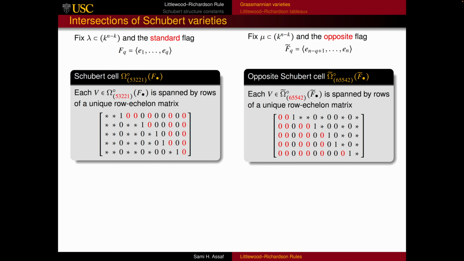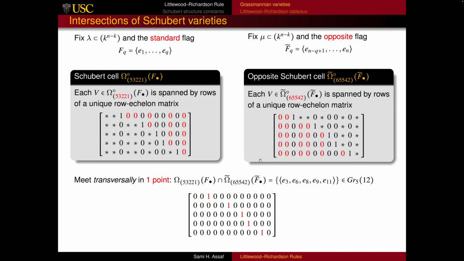So it turns out that if I take a Schubert cell and what we call an opposite Schubert cell, again, the difference here is the choice of this flag, which is a choice I can make. These two varieties, it turns out, meet transversally, we'll talk about that condition later, in one point. And you can probably see the point. Now, what's a point? A point is an element of the Grassmannian, a k-dimensional subspace of, well, in this case, a 5-dimensional subspace of 12 space. And you can see what it is.